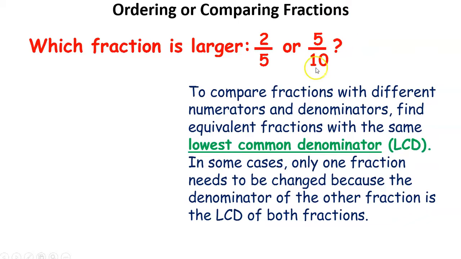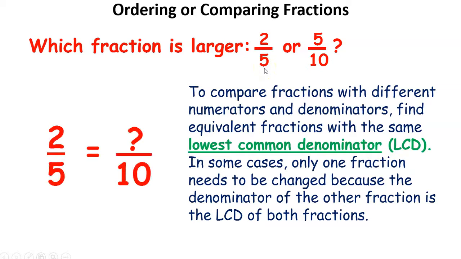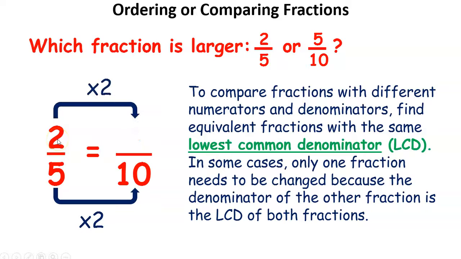I know that 10 is a multiple of 5, because 2 times 5 is 10. So if I need to multiply 5 by 2 to get 10, I now need to multiply my numerator by 2, and that'll give me 4, because 2 times 2 is 4. Now, when I'm comparing these 2 fractions, I'm going to be comparing 4/10, because that's equivalent to 2/5, or 5/10. Which is the larger fraction? Well, we can see that if my denominator is the same, 5/10 is the larger.